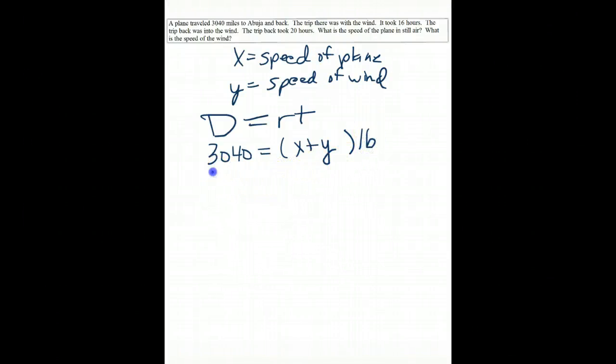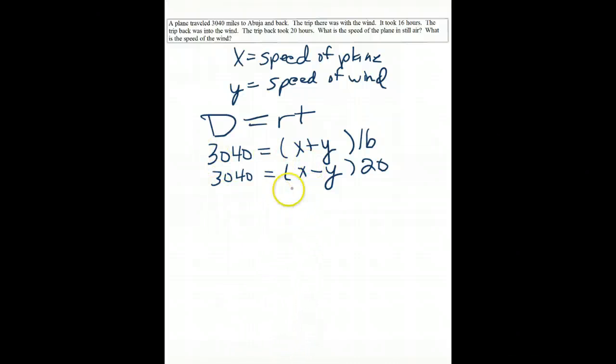Then on the way home, which is still 3,040 miles, this time the wind is against us, so it's literally going to slow us down. So that's why you're going to subtract: the speed of the plane minus the wind. And again, I did it in that order because the wind should not be faster than the plane, so I'm safe to get a positive number here. And again, it took 20 hours. And the setup is all this video is about. So there's your setup, and you really are ready to rock and roll.